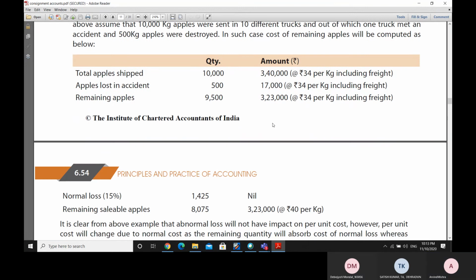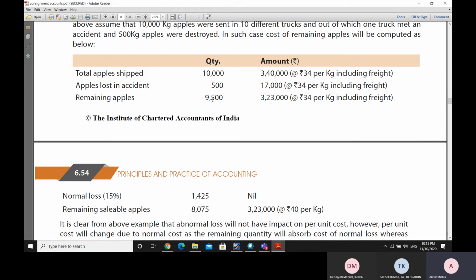So now here, we come to this normal loss is 15%, because normal loss will automatically happen in any case. You cannot avoid normal loss from happening. So since normal loss is 15%, we calculate 15% of 9,500.